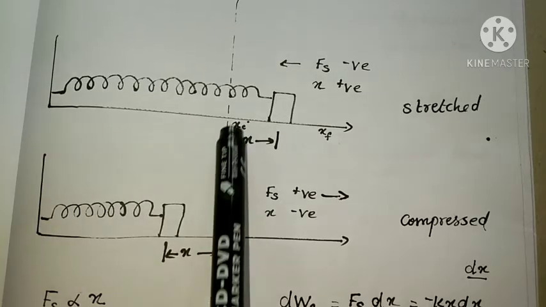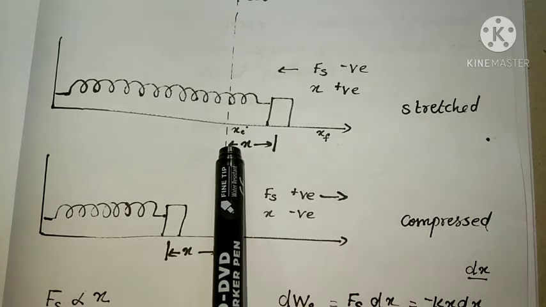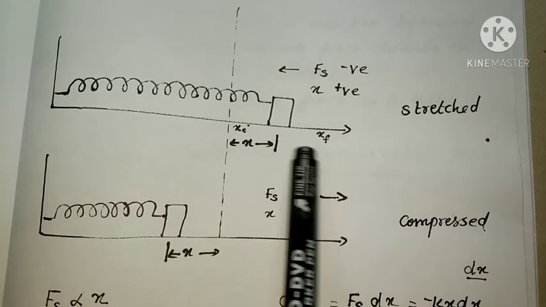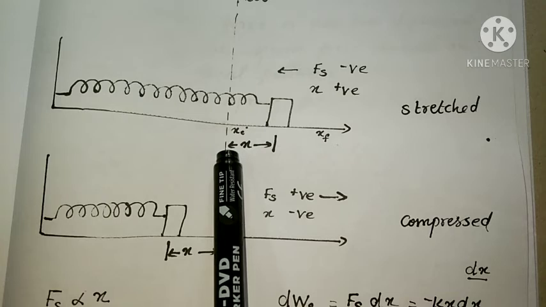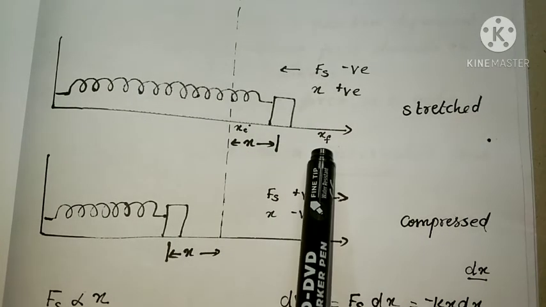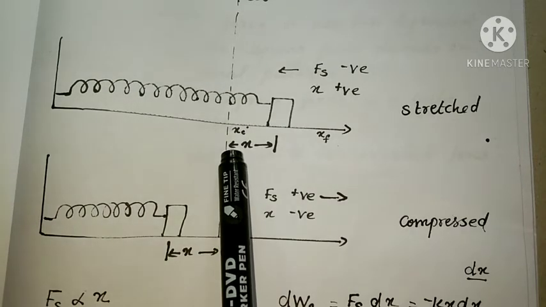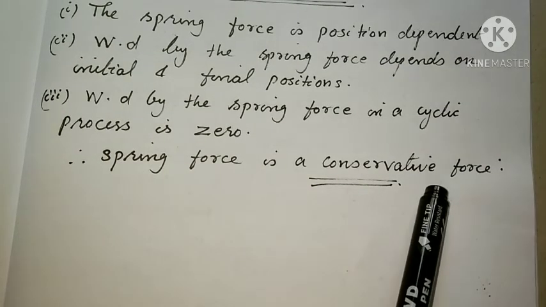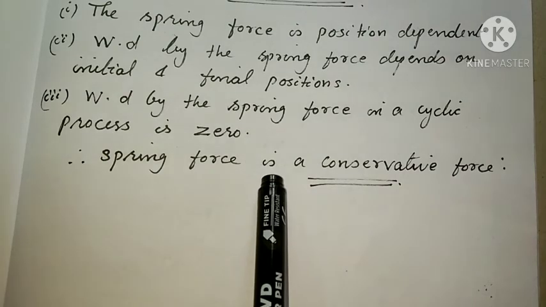So what is a cyclic process? The block or the spring moves from the initial position xi and reaches a distance xf. Then it comes back to the initial, original position xi. So this is a cyclic process. In this cyclic process, what is the work done by the spring force? It is equal to 0. So we can say that the spring force is a conservative force.